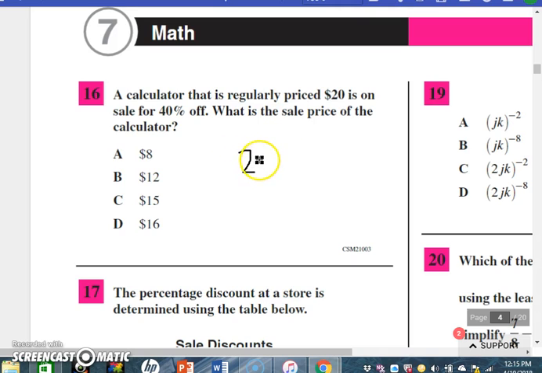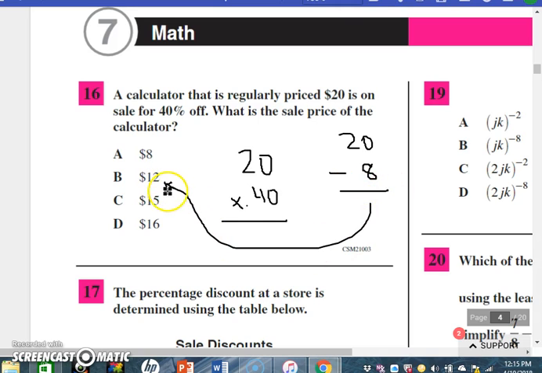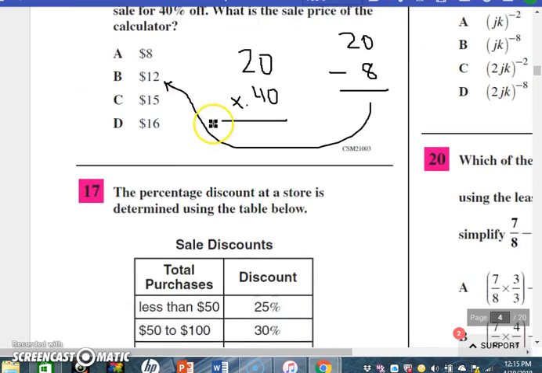So if you did the work on your paper right now, you should see that 40% of $20, I believe, did we get $8? And then you would take away the $8 from the 20, and there we go. Now, obviously, I used a little mental math. I didn't use a calculator. You guys will use a calculator on the test as well.